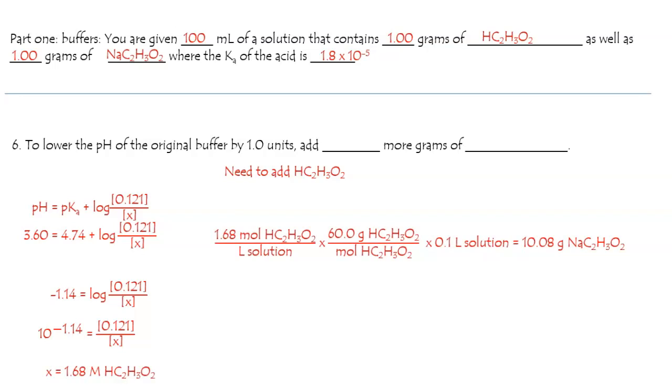Converting to grams, we note that we have a tenth of a liter solution, so liters cancels. 60 grams is a mole, so we need an additional 9.08 grams of the acetic acid. Minor typo here. This should be an H, this should be an H. This one's fine.